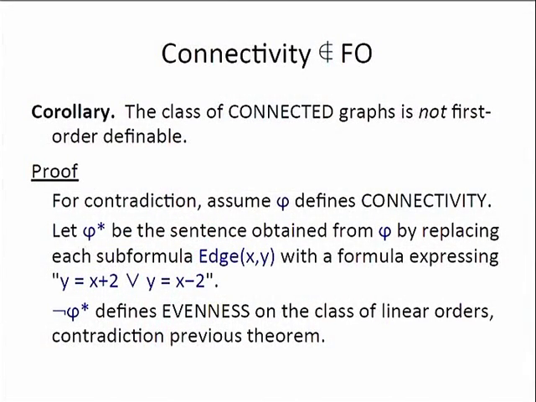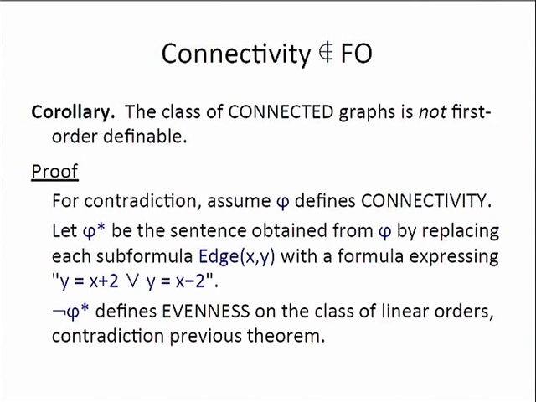Okay, so now here's our proof using this little observation that the class of connected graphs is not first order definable. Toward a contradiction, let's assume we have some sentence phi which defines connectivity. So I'm going to define a different sentence, phi star, by replacing each subformula of the form edge, you know, there's an edge between x and y, so each of those atomic formulas in phi, with the formula which says that either y is x plus 2 or y is x minus 2 cyclically, in this linear order.